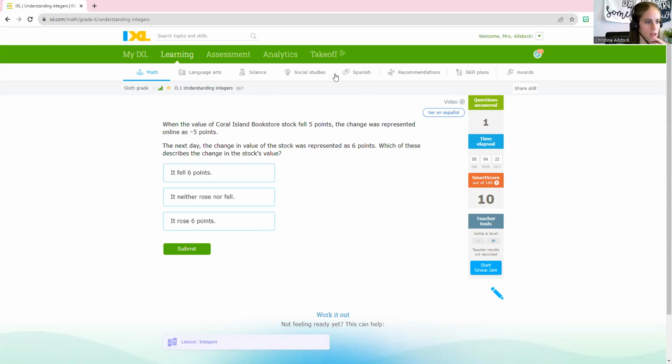Okay, so if I go back and reread, it's telling me that when the stock fell, it was represented with a negative 5 points. But then the next day, it's showing it as a positive 6 points. So if it's falling and it's negative, then that probably means it's increasing if it's a positive 6. See if one of the answer choices matches that. It fell 6 points. It neither rose nor fell. It rose 6 points. Yeah, that's the right one. If it's rising, it's going to be represented with a positive number because we are increasing.